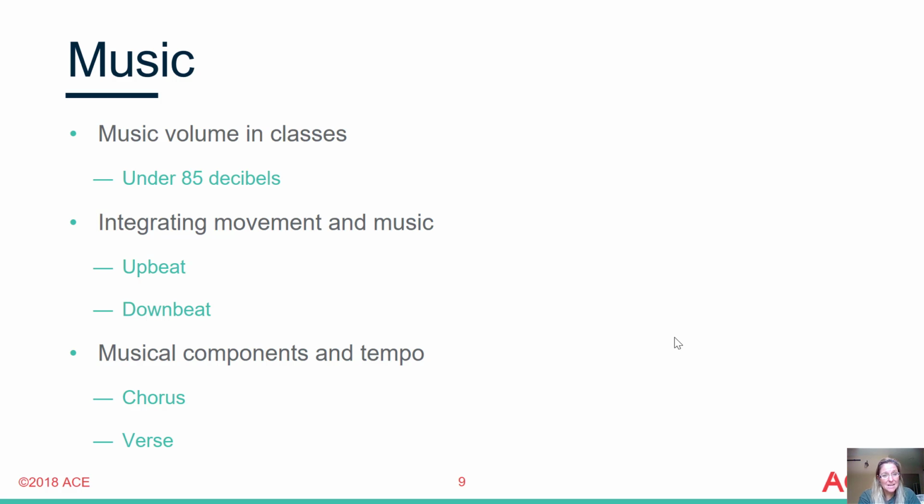Instructors who develop a mastery of music understand the importance of coupling music with cueing skills. To ensure the most professional experience, group fitness instructors should purchase legally licensed music, specifically prepared for group fitness classes.